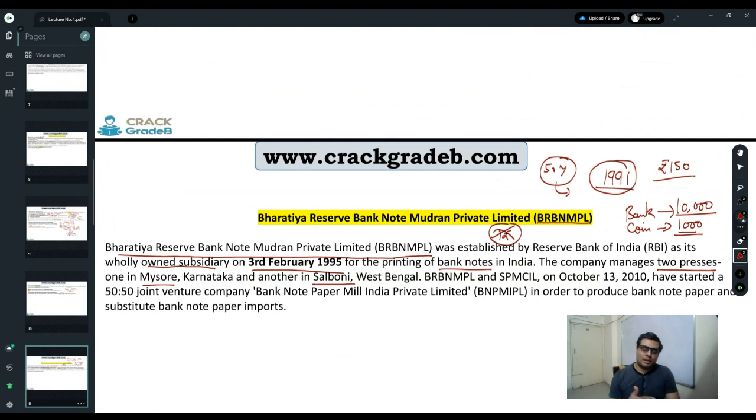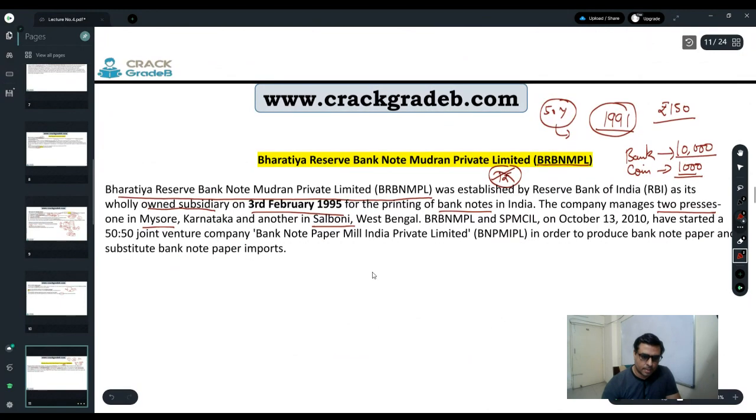But for the better management of printing of new currencies and of the mutilated notes, how to finish them, right? So who is responsible for such things? Bharatiya Reserve Bank Note Mudran Private Limited. This organization is responsible, right?